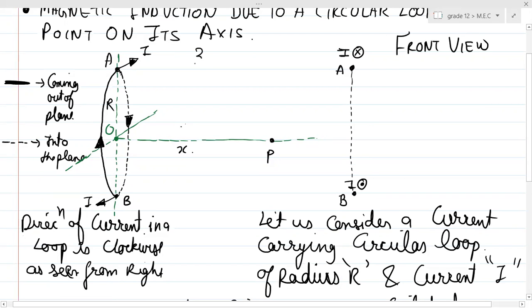Yes, sir. This is the 3D view. The 3D view is like this. The front view will look like this. The current is going inside at point A, and at point B, the current will be coming outside.